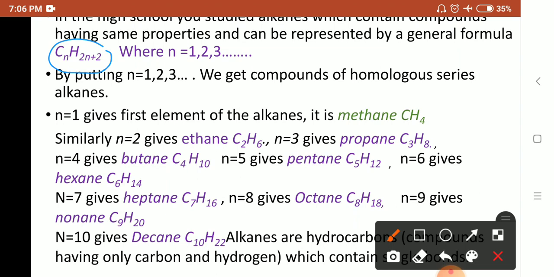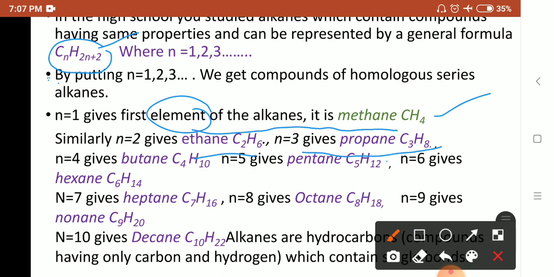So if you put n equal to 1, it gives the first compound of the alkanes. It is methane. C1H(2 into 1 plus 2) is 4, CH4. Similarly, n equal to 2 gives C2H(2 into 2 is 4, plus 2) 6, C2H6, ethane, the second compound of the alkane series. Put n equal to 3 in this formula, you get C3H8, that is propane.